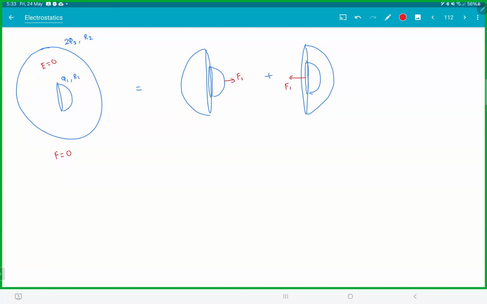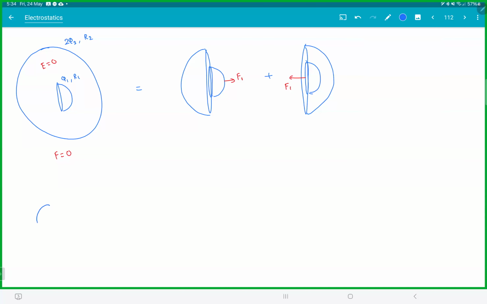Is this making sense? If you have taken a full sphere, the force on that small half shell would be 0. That means the force due to the left hemisphere and the force due to the right hemisphere of the big one should cancel out. So this is equal.